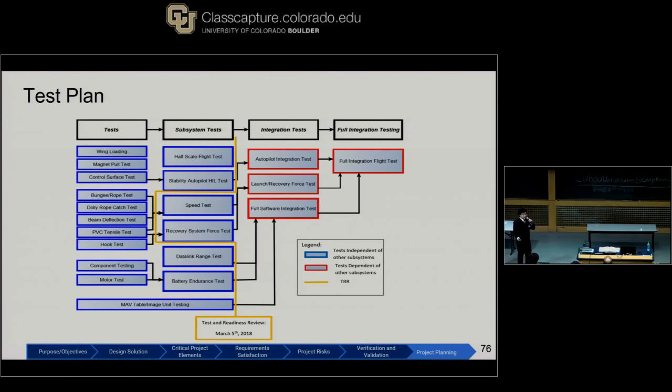Here's our test plan. It just shows how tests will start to flow into each other. Items in blue are tests that can be done independent of other subsystems. The tests in red are essentially our integration tests, where each subsystem will combine their results into a new test. And then our yellow line here marks the test readiness review date. So items before the test readiness review will be completed by then, and then items afterwards will be completed afterwards.